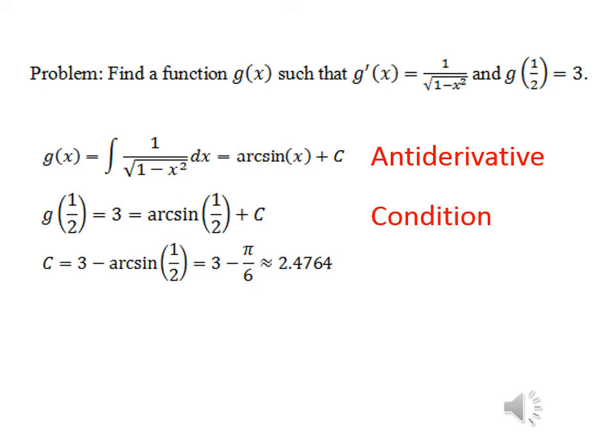Using a little bit of algebra, we see that c is equal to 3 minus arcsine of 1/2. From your unit circle, you remember that's the same as 3 minus pi over 6, and the calculator can tell you that this is approximately 2.4764. You might see the solution in any one of those three forms. The middle one is going to be the most common. Putting it all together, we say that g of x equals arcsine of x plus 3 minus pi over 6.